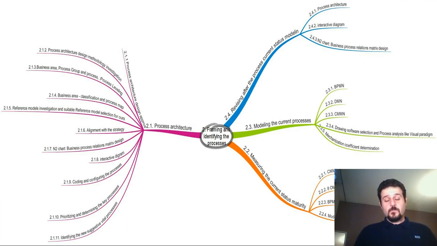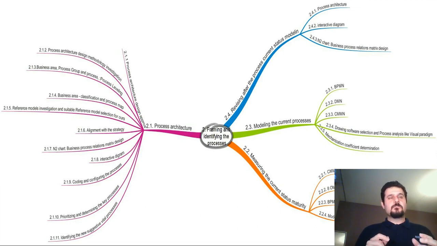In engineering systems, they talk about how you can determine the relation between the elements or processes, for example by applying something in a matrix, you can simplify the relation between the processes. Or you can use an interactive diagram.